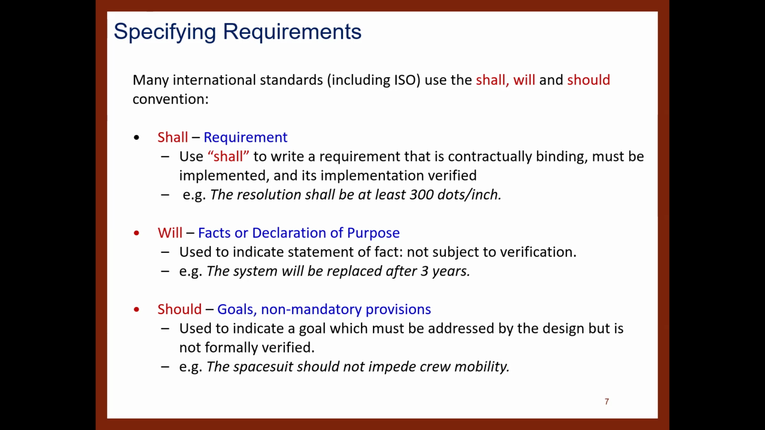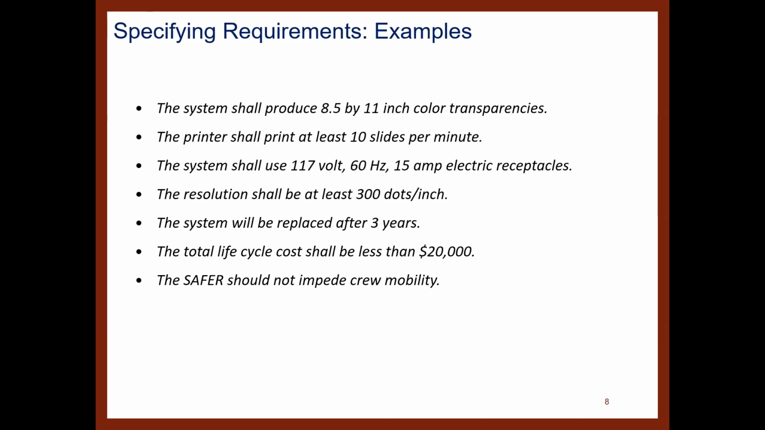As you can see in the examples, how they are stated, they're short, precise. You see the different words being implemented in each one of the examples. Here are more examples when we are talking about, let's say, a new computer system. The first 3, 4 are things that you must make sure happen because they have the "shall." Produce 8.5 by 11 inch color transparency. Printer shall print at least 10 slides per minute, and so on.